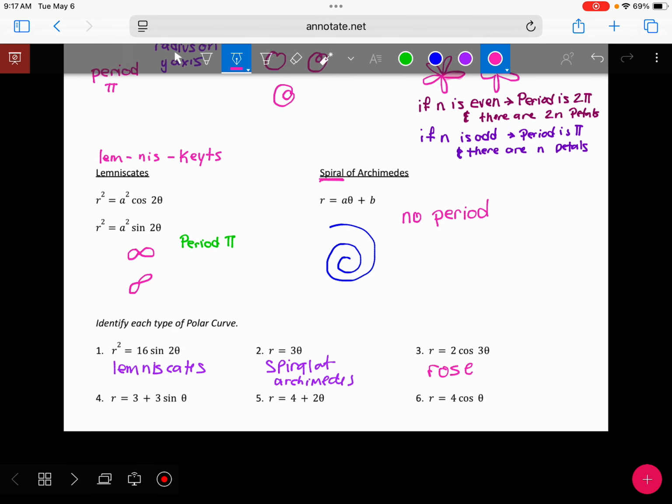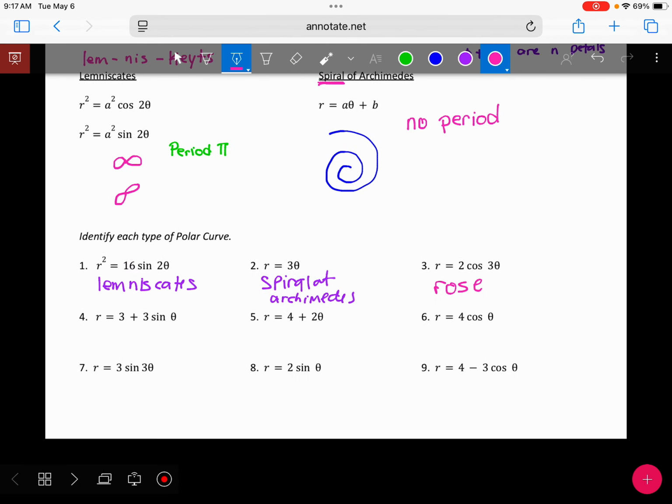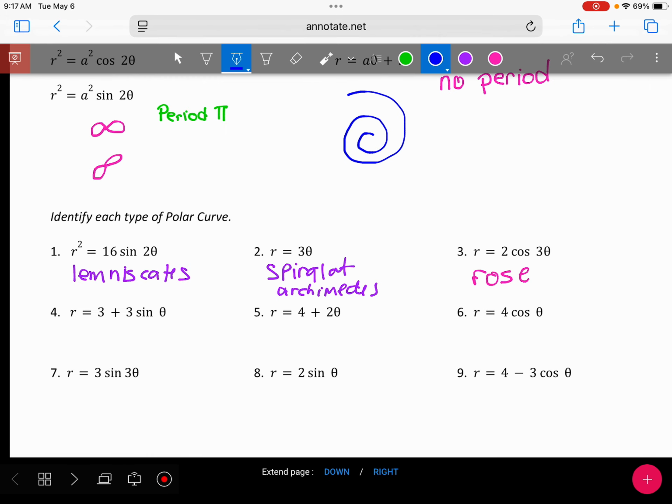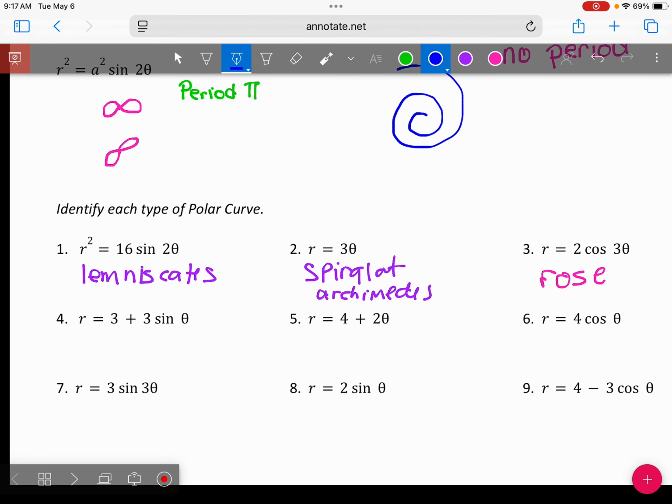Limacons. It feels very French. I'm with you. All right, so let's look at number 4. What do we think for number 4? Yeah, the one that looks like a lima bean. Limaçon.